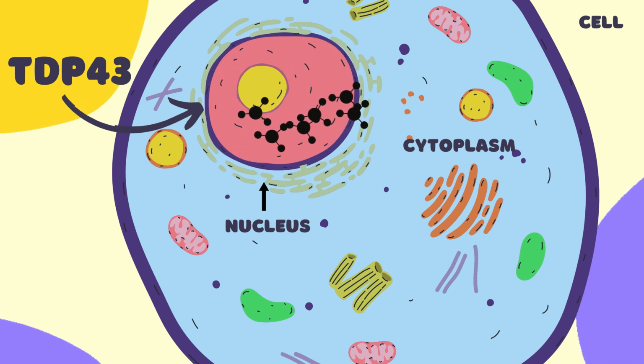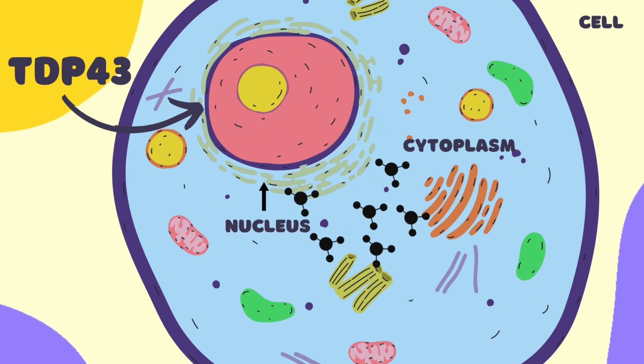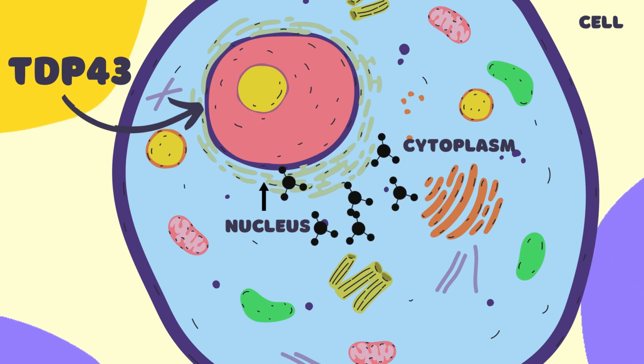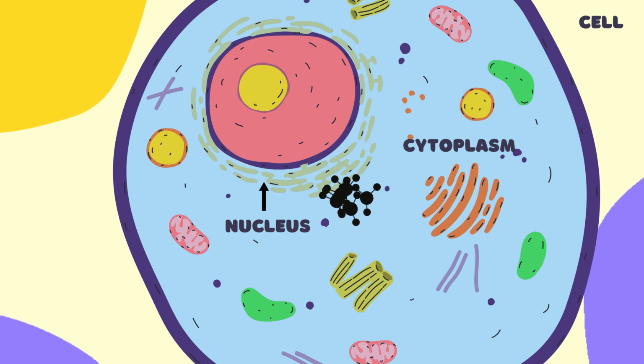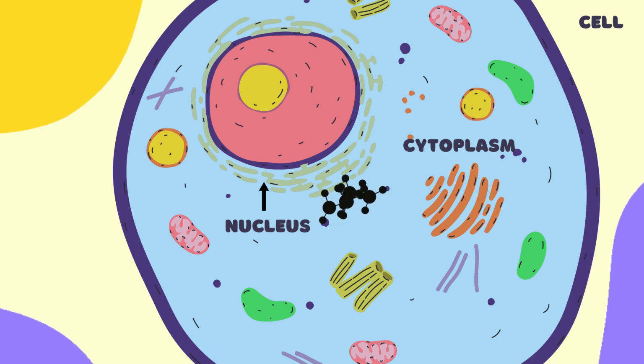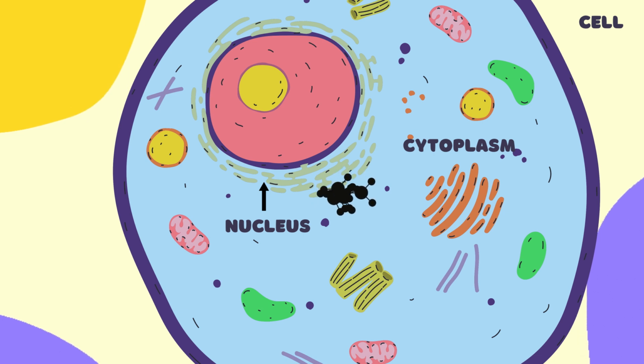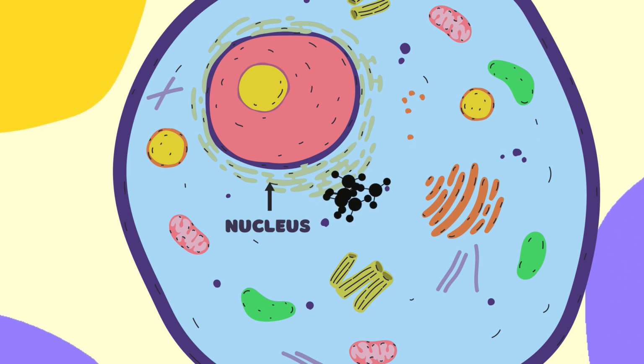One of the key players in ALS is TDP-43, a protein that normally resides in the nucleus where it helps regulate RNA. However, in ALS, TDP-43 becomes mislocalized to the cytoplasm, where it aggregates into clumps. These clumps of misfolded proteins are toxic to neurons, disrupting normal cellular processes and leading to neurodegeneration.